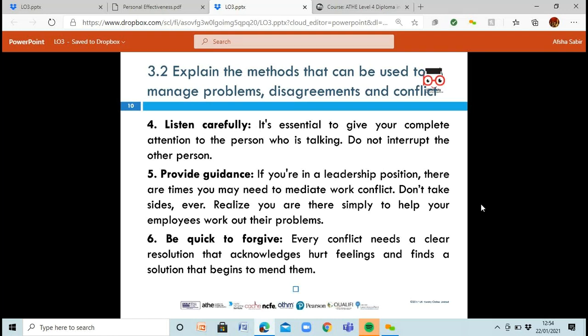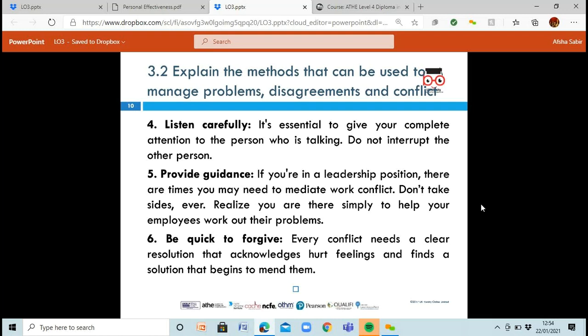And then the last points on here. Listen carefully. So give your full attention. Don't interrupt the other person, because sometimes they just want to talk and let off their steam. Give them guidance. So you're in a leadership position, so it's your job to mediate any conflict. So don't take any sides, and at the end, you're just there to get them to do their work, and you're there to look after them. So you need to figure out what their problem is, talk to them, give them guidance, and try and get it solved.